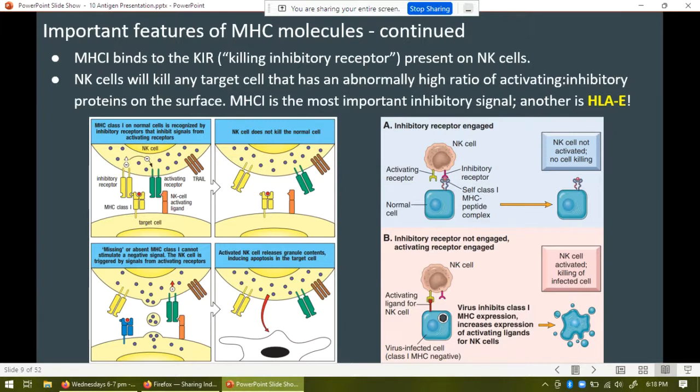MHC1 is one of the most important inhibitory signals for natural killer cell activity, but another one is HLA-E, which is one of those MHC class 1b molecules, those non-classical MHC1 molecules. And we'll learn more about HLA-E later on.